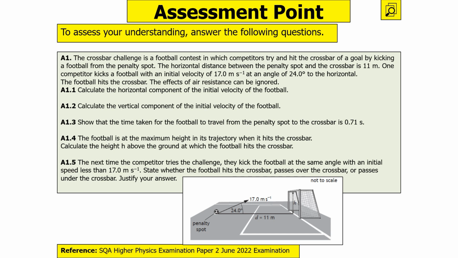Calculate the horizontal component of the initial velocity of the football. Calculate the vertical component of the initial velocity of the football. Show that the time taken for the football to travel from the penalty spot to the crossbar is 0.71 seconds. The football is at a maximum height in its trajectory when it hits the crossbar. Calculate the height above the ground at which the football hits the crossbar. The next time the competitor tries the challenge, they kick the football at the same angle with an initial speed less than 17 metres per second. State whether the football hits the crossbar, passes over the crossbar, or passes under the crossbar. Justify your answer. So pause the video now, then unpause the video when you want to go through your answer.